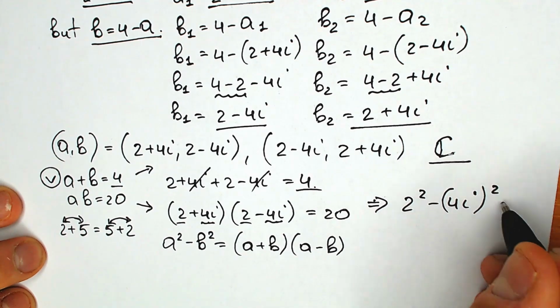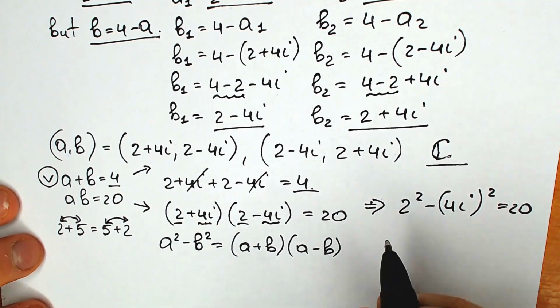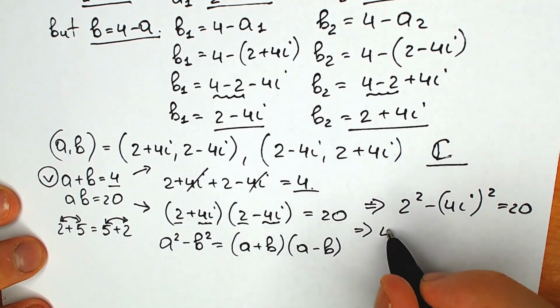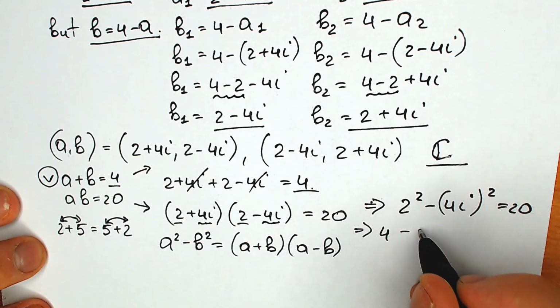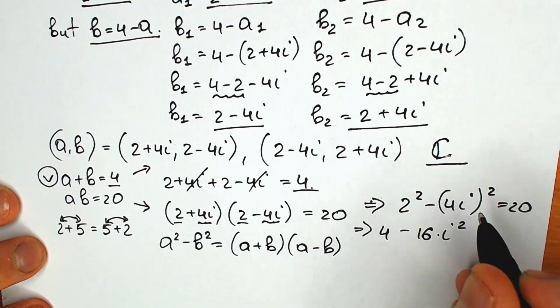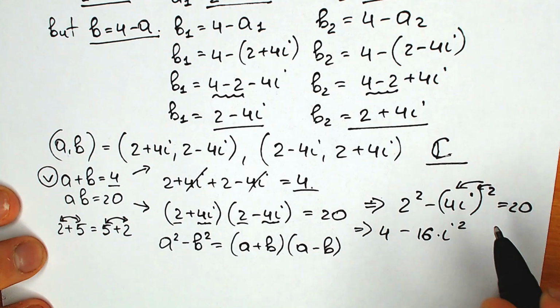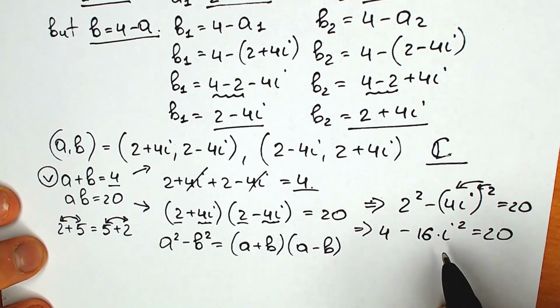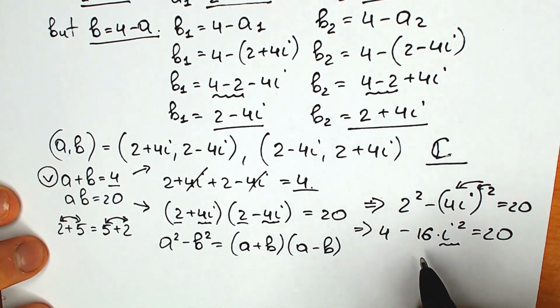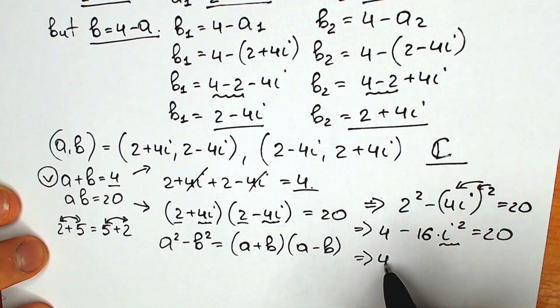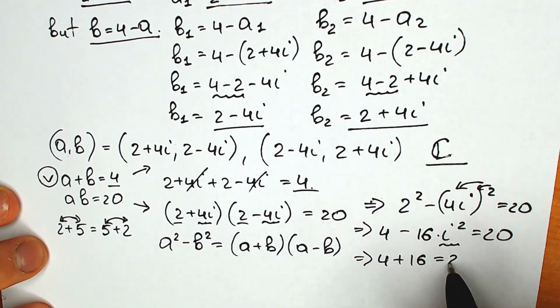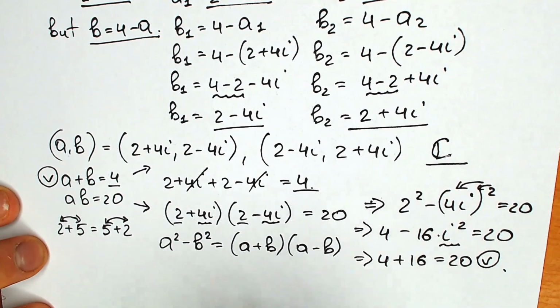Okay, 4i raised to the second power should equal 20. Of course, right here we have 2 square, which is 4, minus 16 times i square. We need to raise both of these elements to the second power, and i square is equal to minus 1. So as a result, we have 4 plus 16 equal to 20. Everything works absolutely perfectly.